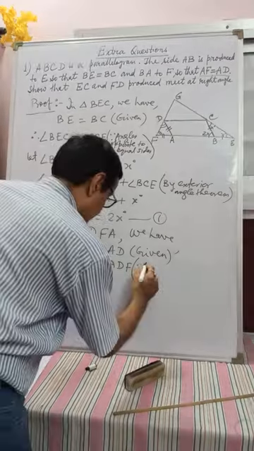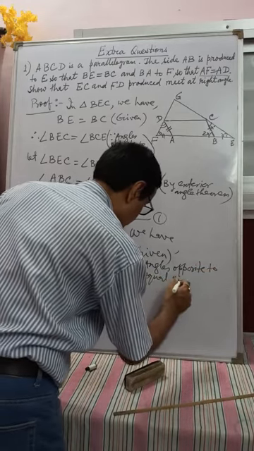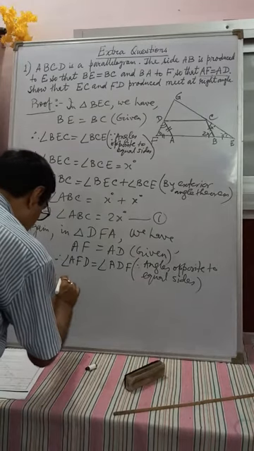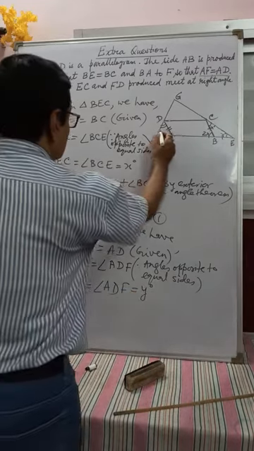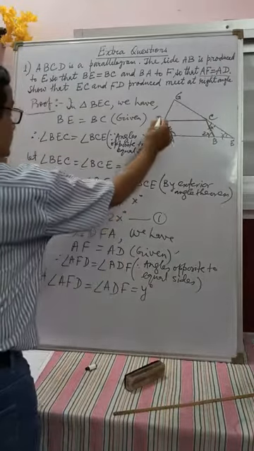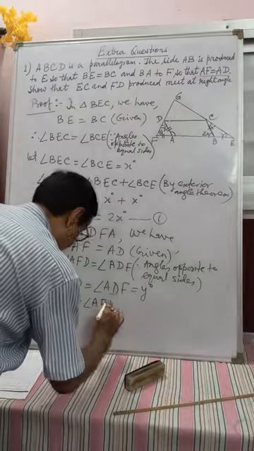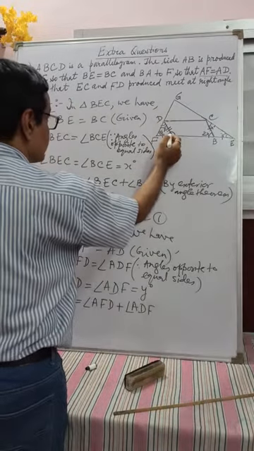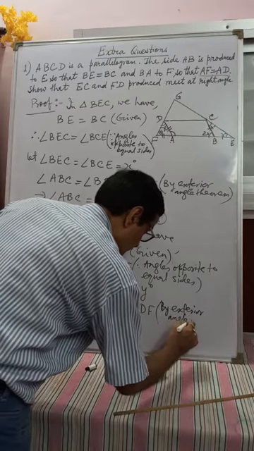Why? Angles opposite to equal sides. We know that angles opposite to equal sides of a triangle are equal, and when both are equal, let both angle AFD and angle ADF be equal to y degrees. And this is the exterior angle of this triangle, angle DAB, which is equal to AFD plus ADF by the exterior angle theorem, or we can write exterior angle property.